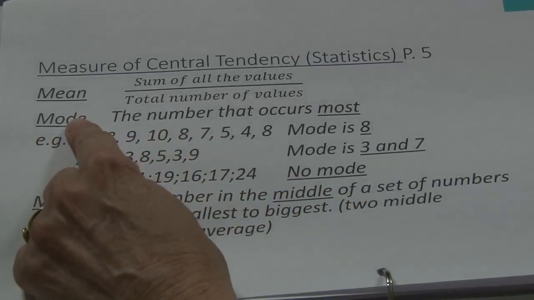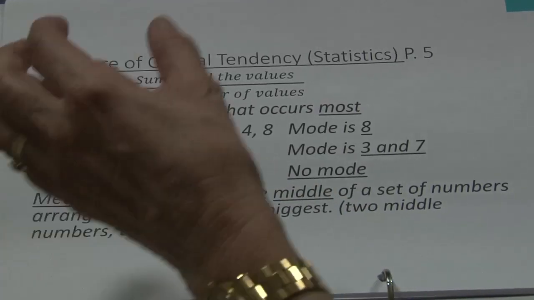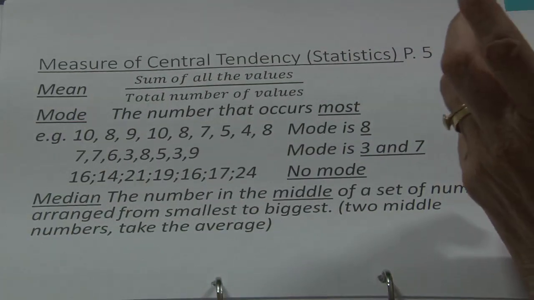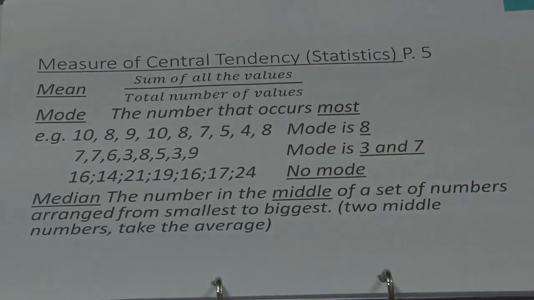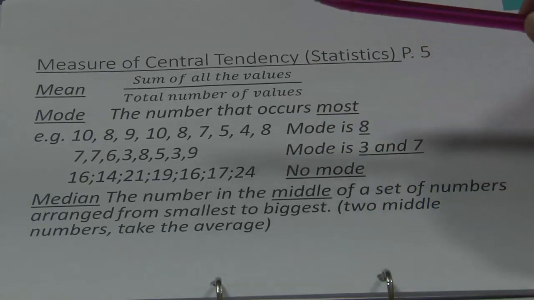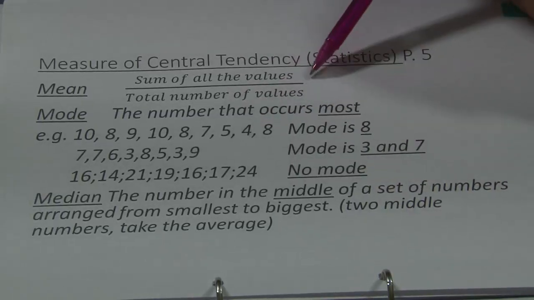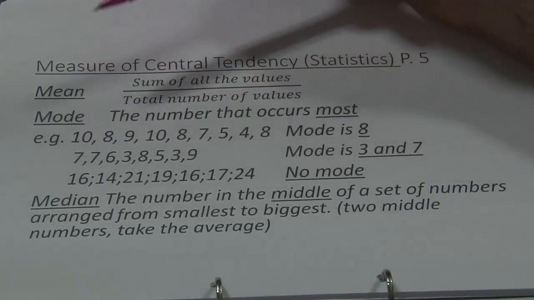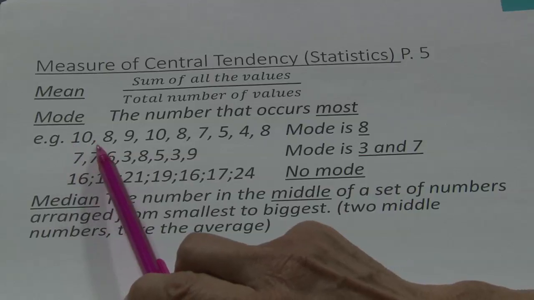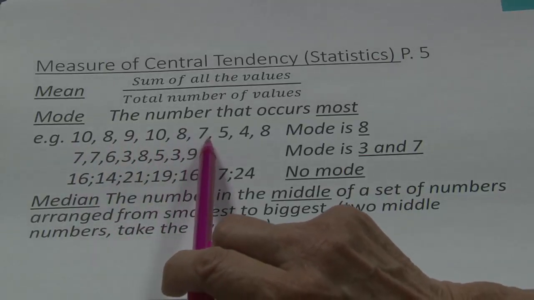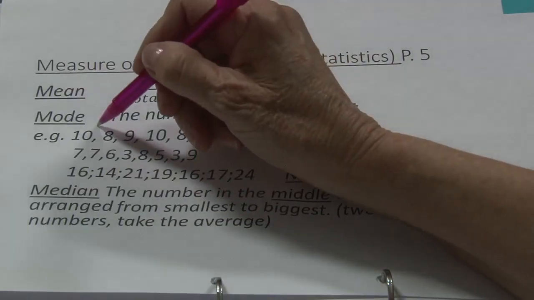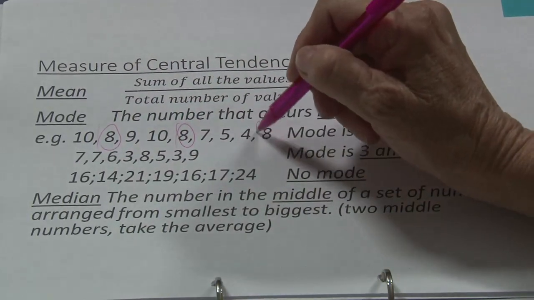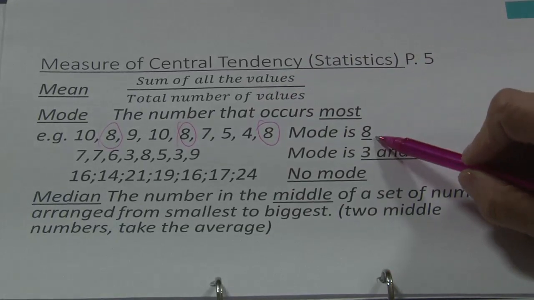The mode. The mode is the number that appears most. So it's easy to remember. Mode, most. Examples. For example, if you have numbers like 10, 8, 9, 10, 8, 7, 5, 4, 8, you can see that the 8 appears 3 times and the mode is 8.